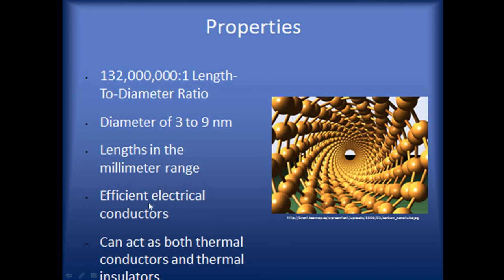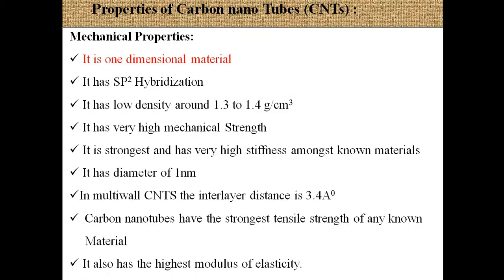Then these are efficient electronic conductors. These can act as both a thermal conductor and a thermal insulator. As we have discussed, this can act as a conductor, this can act as a semiconductor, this can act as an insulator, this can be a thermal conductor, this can be a thermal insulator. So electric conductors as well as thermal conductors and insulators are there. Next we will discuss detailed properties of carbon nanotube.